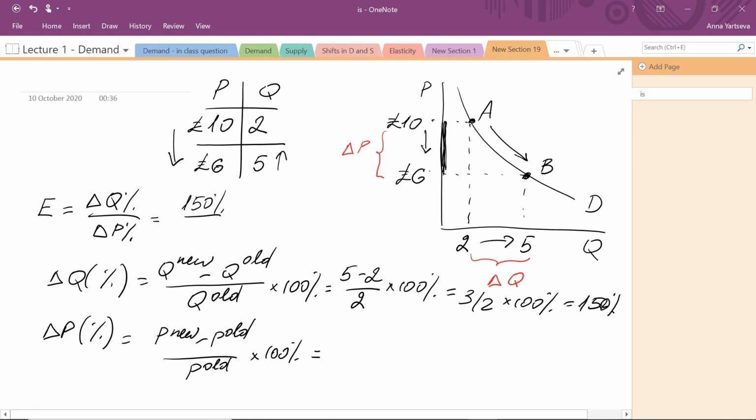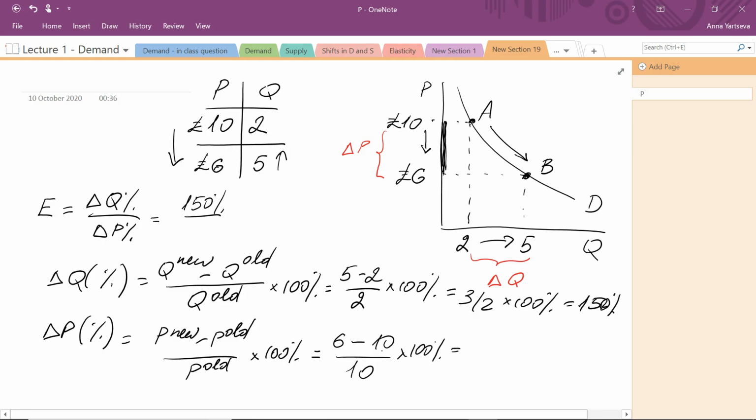What is our new price? What is the final price? It's the price at point B where we've ended up, so it's £6. The original price, old price, was 10. We divide it by the old price 10 and multiply by 100%.